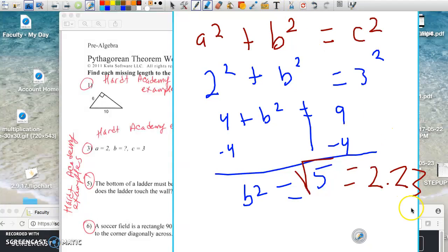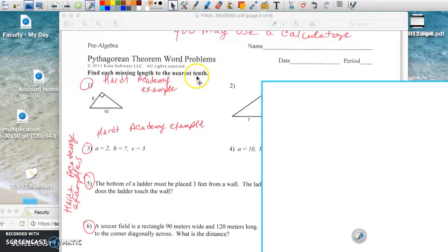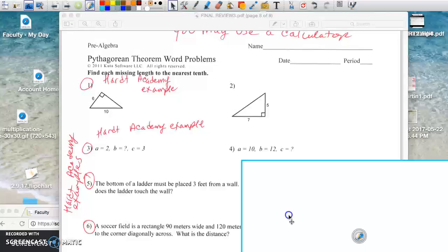So if you get a decimal answer, just give me 2 digits after the decimal place, and we're good if you're uncomfortable with rounding. I just want you to be comfortable with the Pythagorean theorem. Round to the nearest 10, see? Okay, so you know how to do this one.